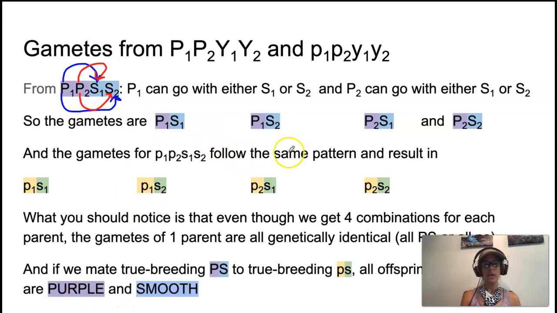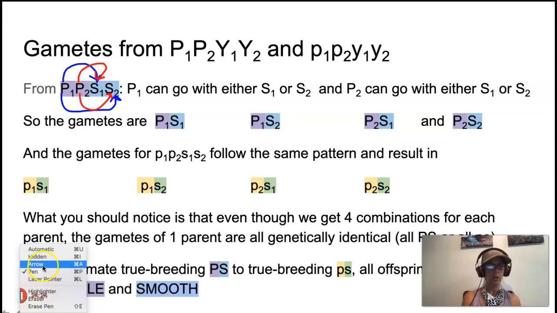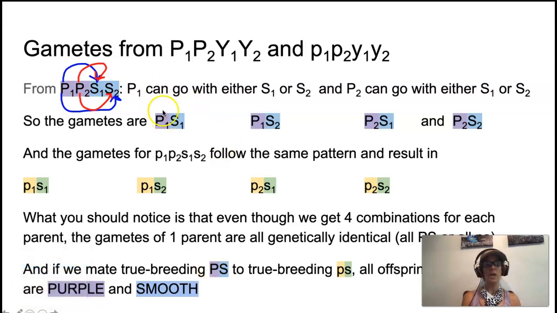We would do the same thing for the recessive. We could put P1 with S1, P1 with S2, P2 with S1, P2 with S2. But when you look at those gametes, even though we have a different originating purple allele with a smooth allele, they're all purple and smooth. And even though we have a different yellow and wrinkled allele, they're all yellow and wrinkled.